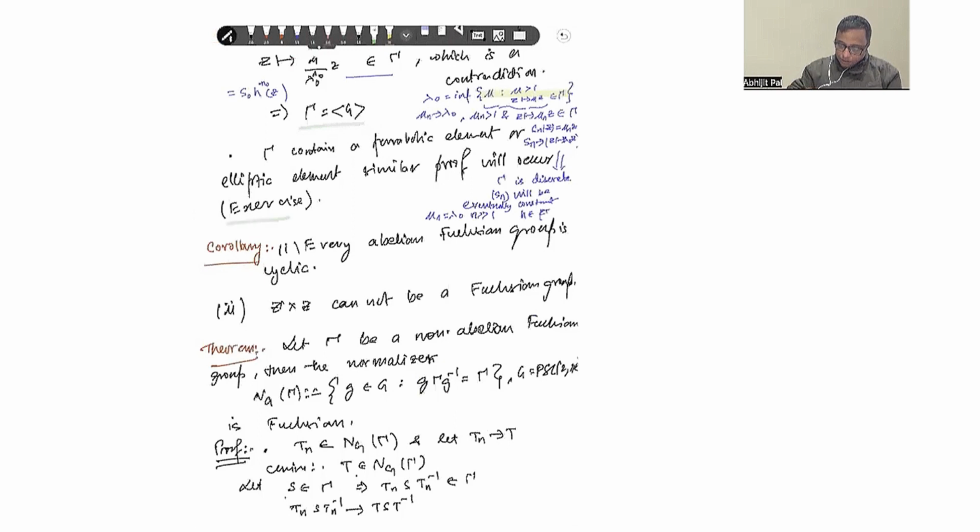Okay, so now as a corollary of this thing, one can prove that every abelian Fuchsian group is cyclic.